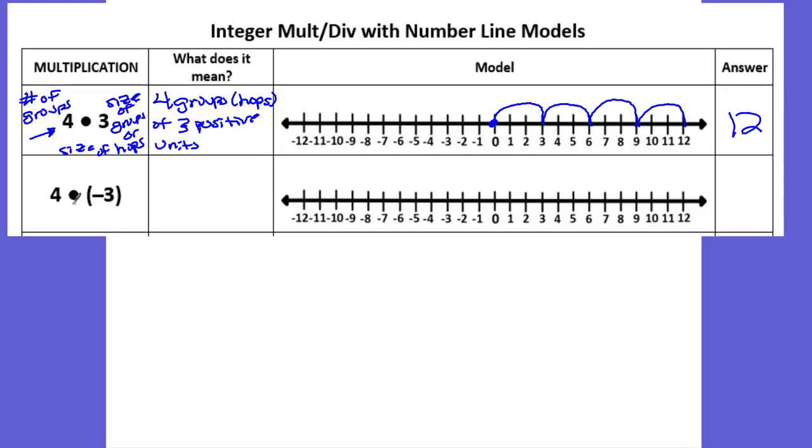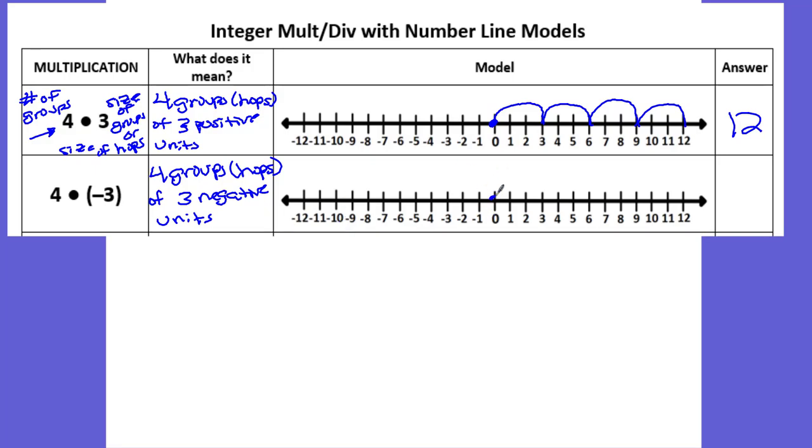You're going to do the same thing if you're taking 4 times negative 3, 4 groups of negative 3. So what does it mean? It means 4 groups or hops or jumps, whichever you prefer, of 3 negative units. So every hop or every jump we make is going to be 3 negative units.